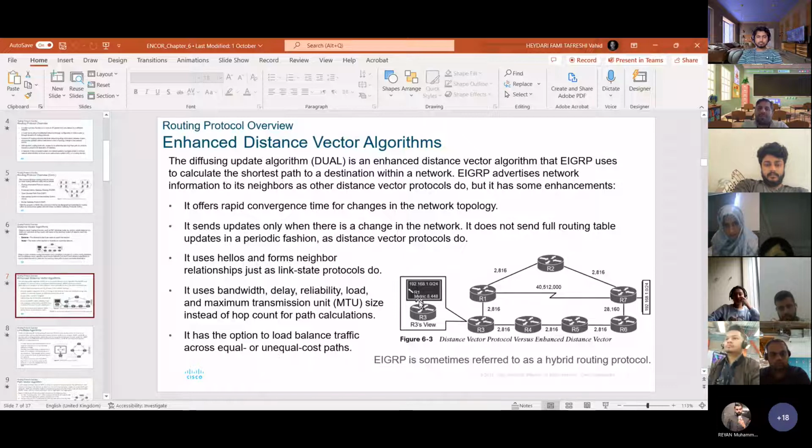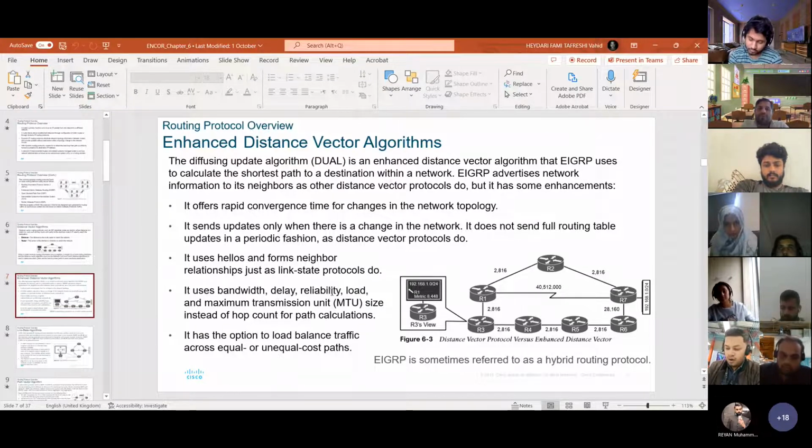That's it. And then the metric, which is the distance, is going to be 8,000 something. And that 8,000 something comes from a combination of bandwidth, delay, reliability, load, and MTU. So if I ask you what is the cost for the RIP algorithm, you say the number of hops. If I ask you what is the cost for EIGRP, you say the cost for EIGRP is a composite metric, which includes bandwidth, delay, reliability, load, and MTU as well. So 5 different elements together shape what we know as cost for EIGRP.